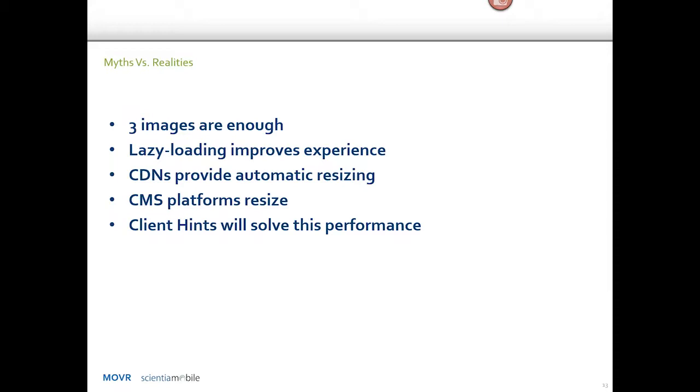So let's quickly readdress some of these myths versus realities. I think what we were looking at was the three images. Are these enough? And I think the answer is, if you're concerned about performance, then no, this is not enough. You can get a big leap in payload reduction and web performance by using an automatic resizing approach. Lazy loading, does it really improve the experience?